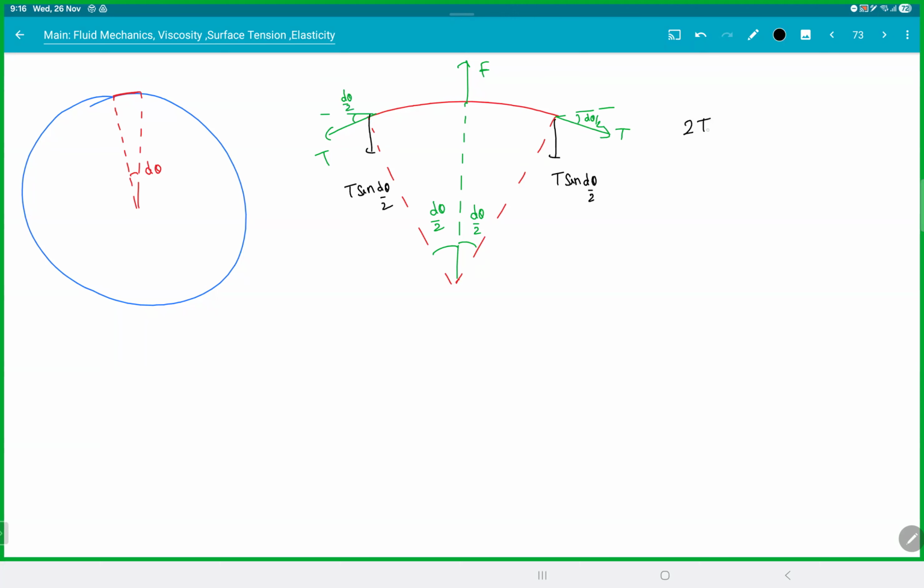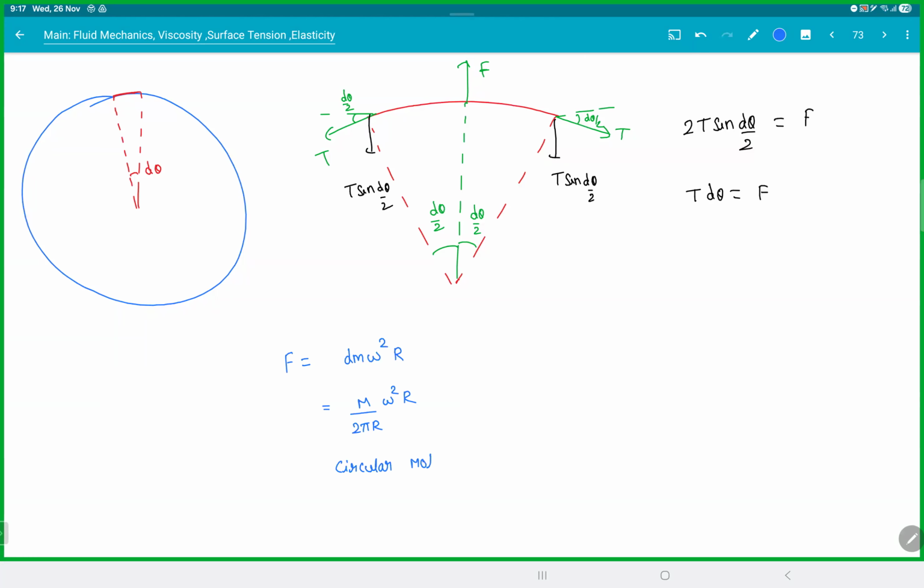So 2 times T sine d theta by 2 will be equal to that F. For small angles, sine d theta becomes d theta. So T into d theta becomes F. Now what is this F? In case it is a circular motion, then it will be dm omega square r, where dm is nothing but m by 2 pi r into r d theta, omega square r. This is in circular motion.